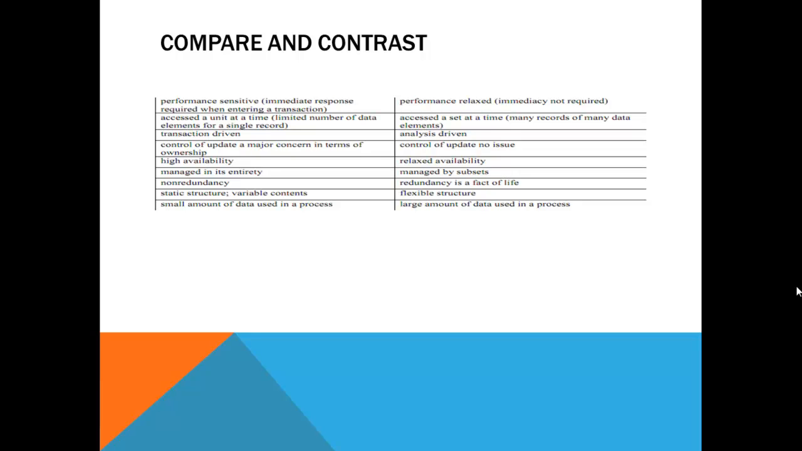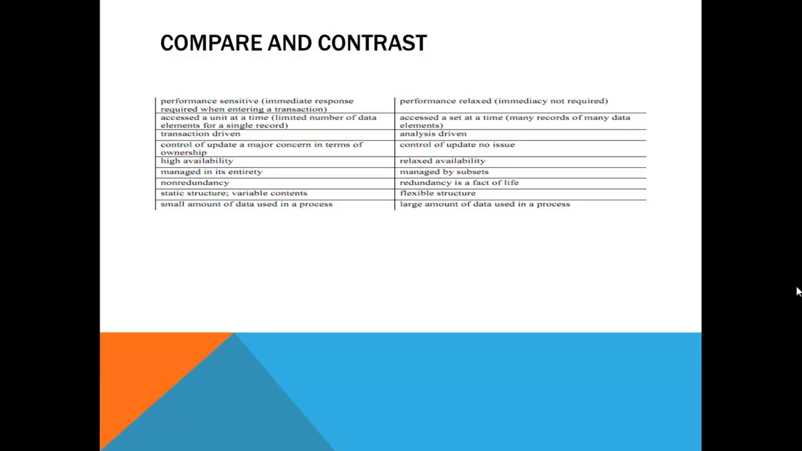And the left hand side is high availability and this is relaxed availability. Managed in its entirety, managed by subsets. Non-redundant data, whereas redundant data is a fact of life. So in a data warehouse there can still be redundant data.